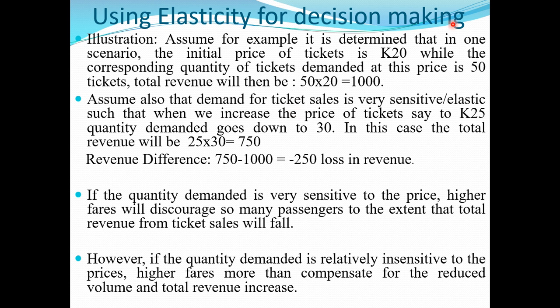So check this out. When the price was 20 kwacha, you managed to sell 50 tickets, and you had 1,000 kwacha. You have deceived yourself. You have increased the price, then you can only make 750 kwacha, which means that you have made a loss of 250 because you have miscalculated. You are failing to understand the nature of the market you are dealing with. If this is a firm, then obviously you'll be fired as a manager. You're not doing your job.